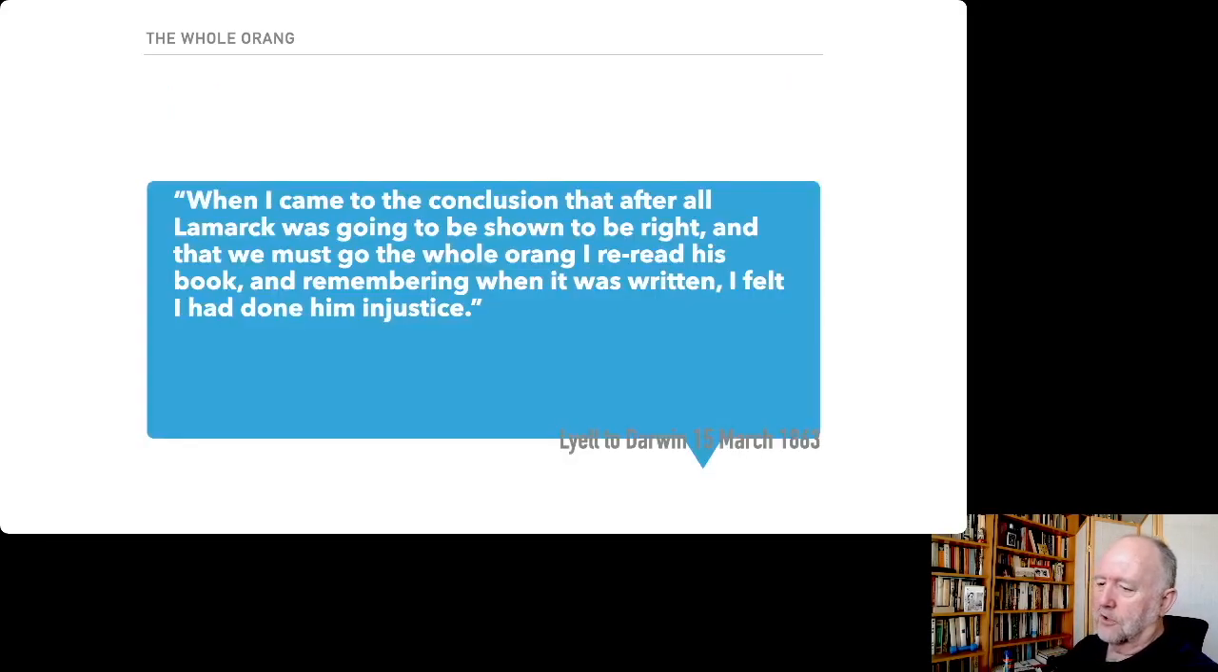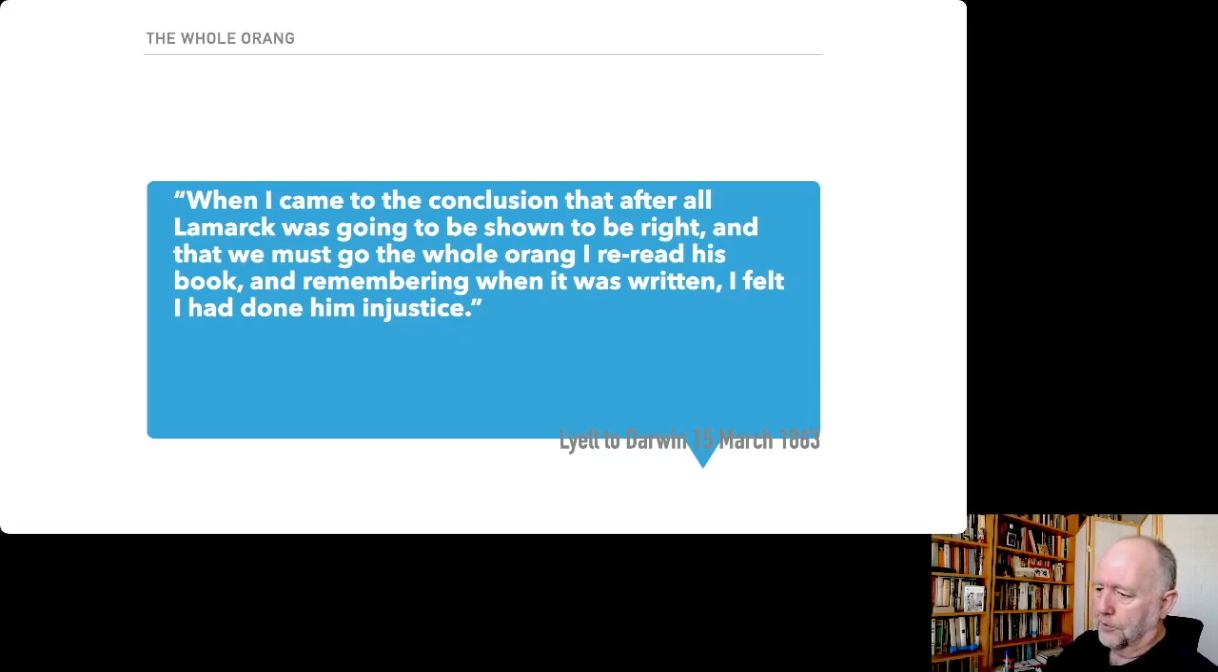And to his credit, he wrote to Darwin, "When I came to the conclusion that after all Lamarck was going to be shown to be right, and that we must go the whole orang again, I reread his book, and remembering when it was written, I felt I had done him injustice." In France, Lyell's attack and Cuvier's attack didn't really stop evolutionists from thinking that Lamarck had been broadly correct. And as late as the 1950s, Darwin was not really taught in France to students. And when he was, it was through a Lamarckian lens.